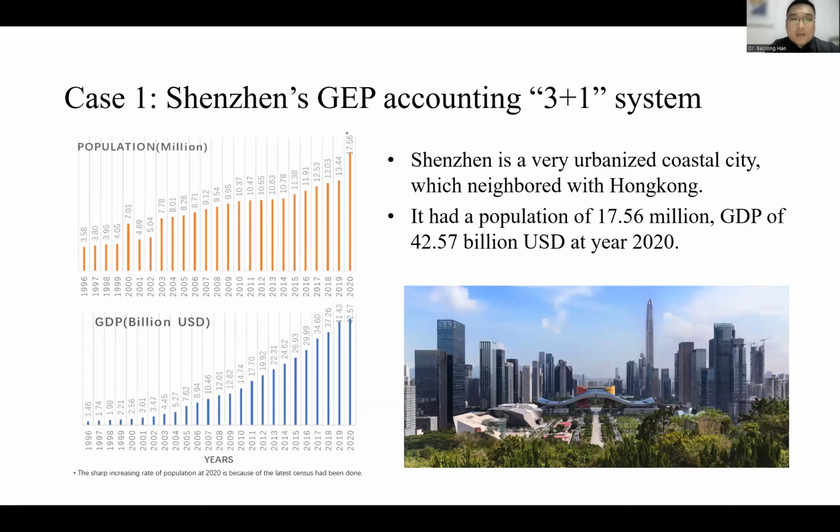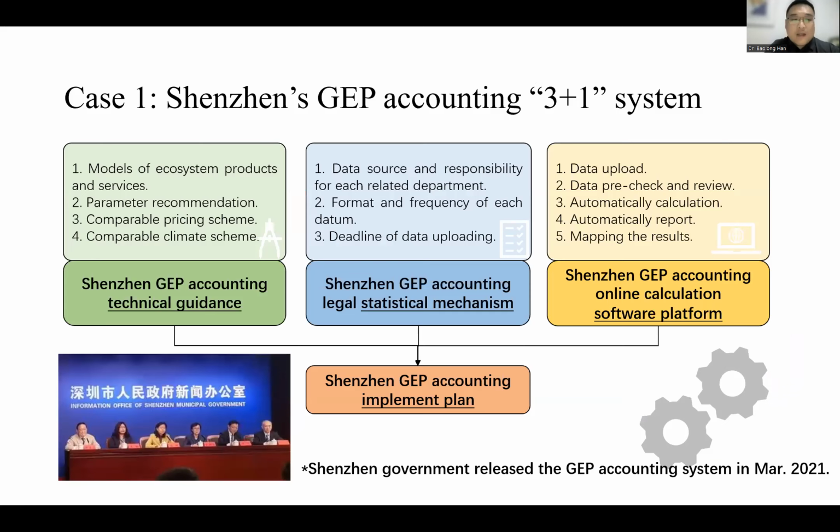The first case I want to introduce happened in China, in Shenzhen. Shenzhen is a very urbanized coastal city, neighboring Hong Kong, with more than 17 million population and more than 50 billion USD GDP in the year 2020. It's a very urbanized area. And Shenzhen's government released its GEP accounting system, which is 3+1.